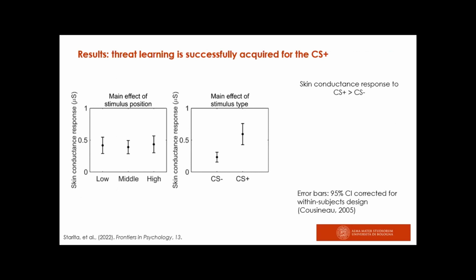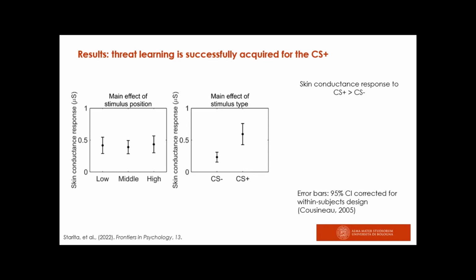Then we go through the threat learning phase. We measure the skin conductance response, and what we see here is the modulation of the skin conductance response as a function of the position of the stimulus, and here whether the stimulus was a CS plus, so predicted shock, or was the control stimulus. And you can see here that the skin conductance increased for the CS plus stimulus relative to the CS minus, so when the stimulus predicted the shock. And instead, it was not modulated by the position of the stimulus.